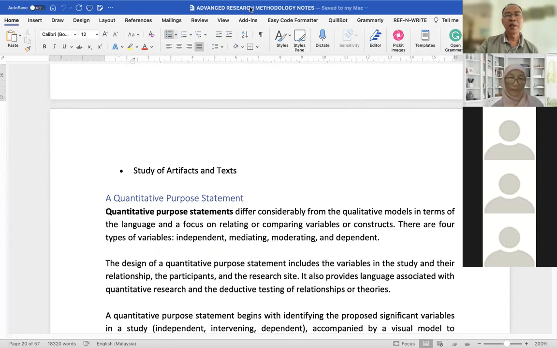Maaf Prof, link kami kadang ada, kadang tak ada. Assalamualaikum Prof, Waalaikumsalam. Thank you for all your efforts. Thank you, Mr. Sonko.